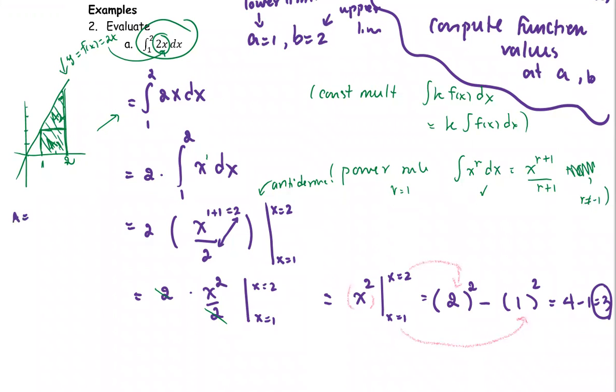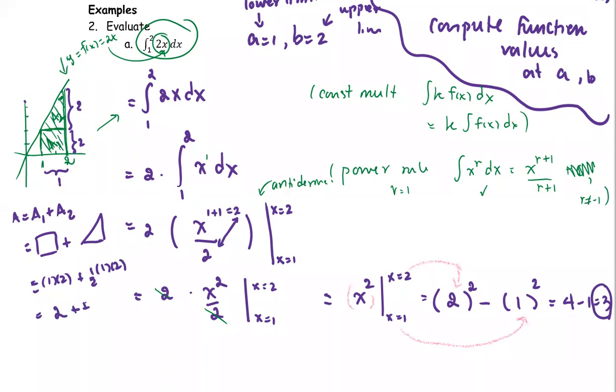To verify, the area is area 1 plus area 2. Area 1 is the area of the rectangle, and area 2 is the area of the triangle. For the first one, the width is 1 and the height is 2, so 1 multiplied by 2. For the triangle, the height is 2 and the base is 1, so 1/2 times 1 times 2. When you simplify, you get 2 plus 1, which is the same result as using the definite integration. So that explains in the graphical way how to verify the answer, and what it means to use the definite integration to represent the area between the curve and the x-axis.